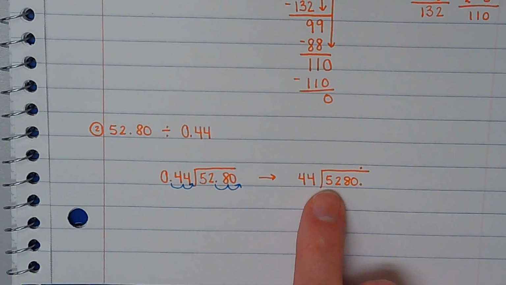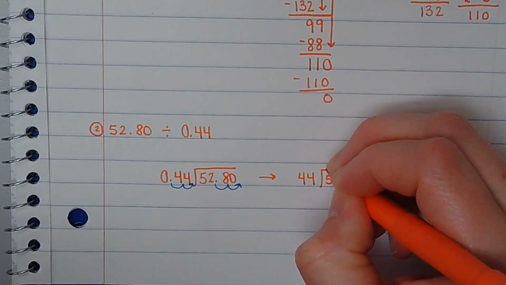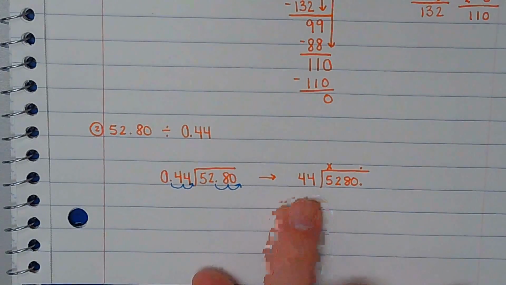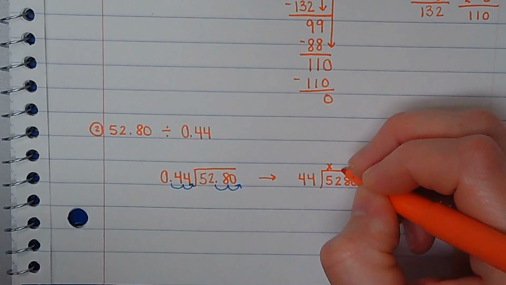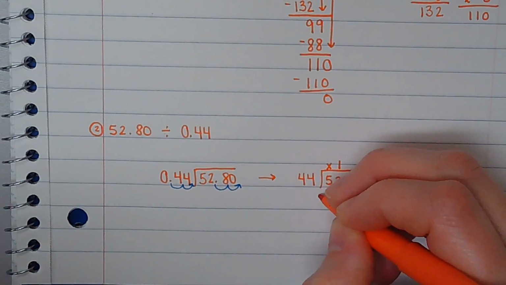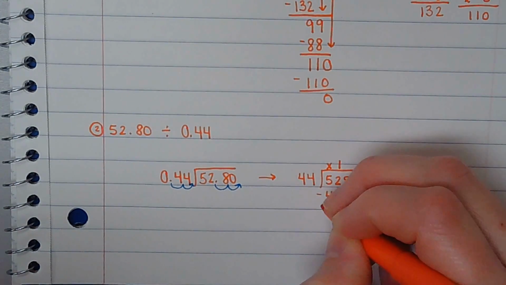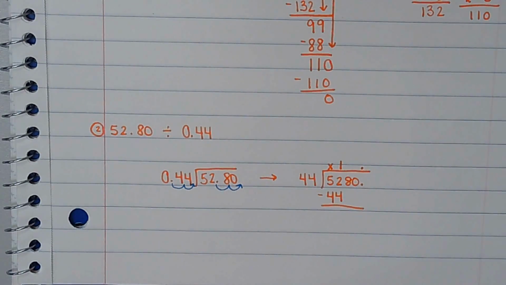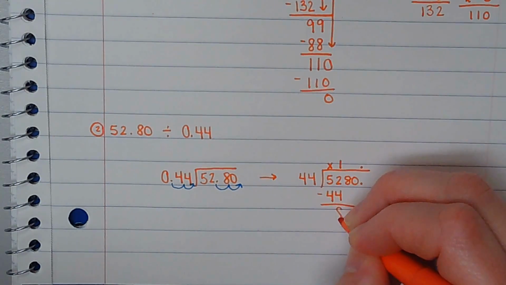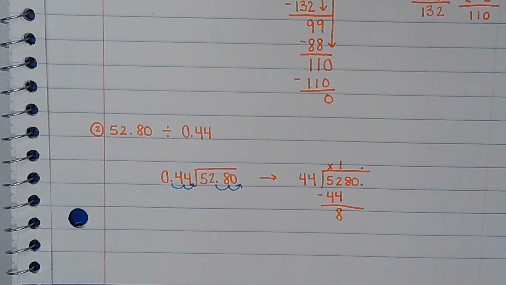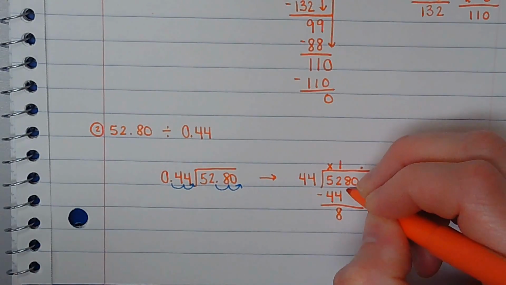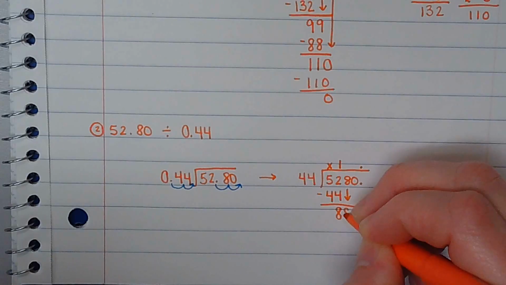Does 44 fit into 5? No, it does not. So does 44 fit into 52? And it does. It only goes into it one time. So 1 times 44 is 44. If I do 58 minus 44, I get 8. Divide, multiply, subtract, bring it down. So I'm bringing down the 8. Remember, you can only bring down one number at a time.